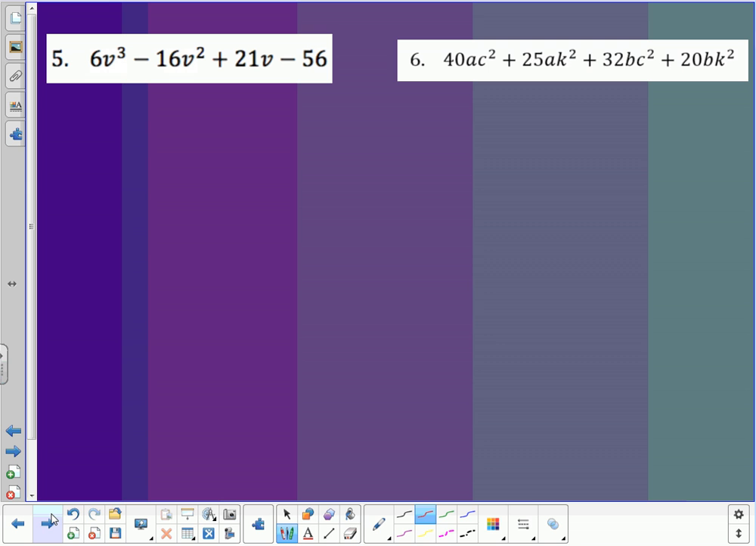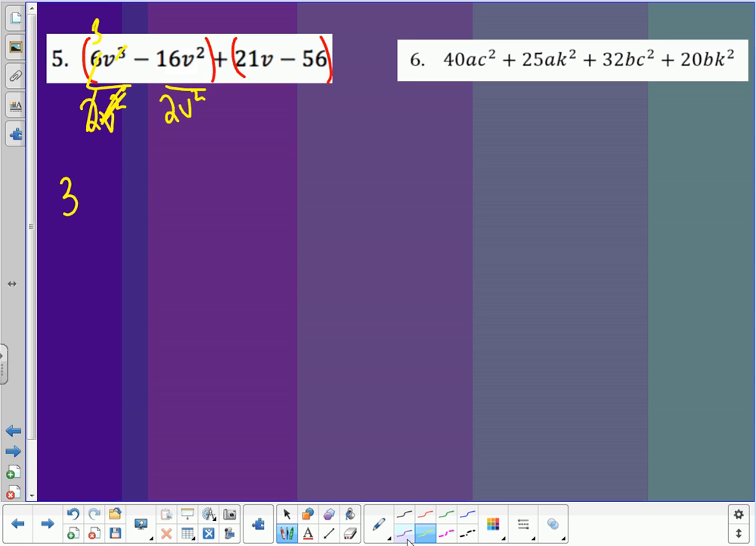Let's look at numbers 5 and 6. So in number 5, I have 6v to the third minus 16v squared plus 21v minus 56. So I'm going to look for the GCF first. In the first group, I can take out a 2v squared. When I do that, 6 divided by 2 is 3, so I have a 3. And then v to the third over v squared, I can take 2 of them away, leaving me with a v left over.